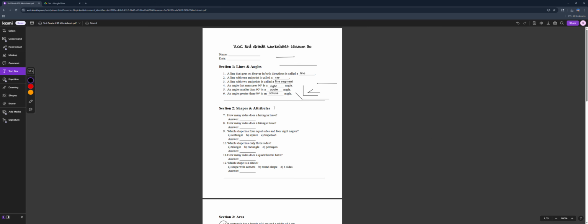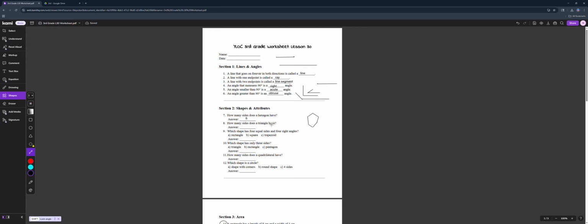In section 2, shapes and attributes. Number 7, how many sides does a hexagon have? A hexagon has 6 sides, and it would just normally look like this. 1, 2, 3, 4, 1, 2, 3, 4, 5, 6. Well, not really the best drawing, but it has 6 sides.